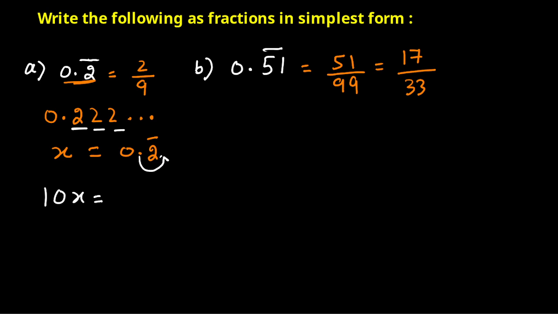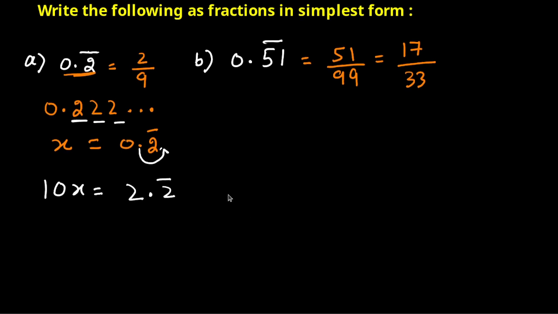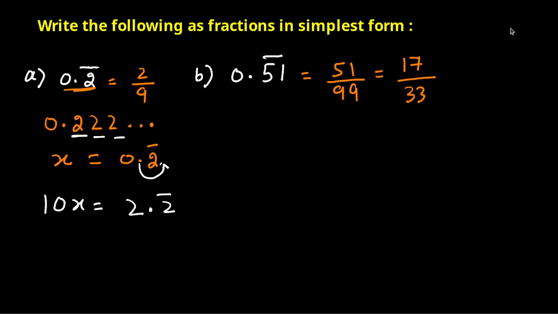and when I multiply 0.2 bar by 10, I get 2.2 bar. Now subtract, because our actual value is x and we want to find x, so we subtract x from 10x. When I subtract x from 10x, I get 9x, and when I subtract 0.2 bar from 2.2 bar, I get 2. Now dividing by 9 on both sides, I get x equal to 2 over 9.